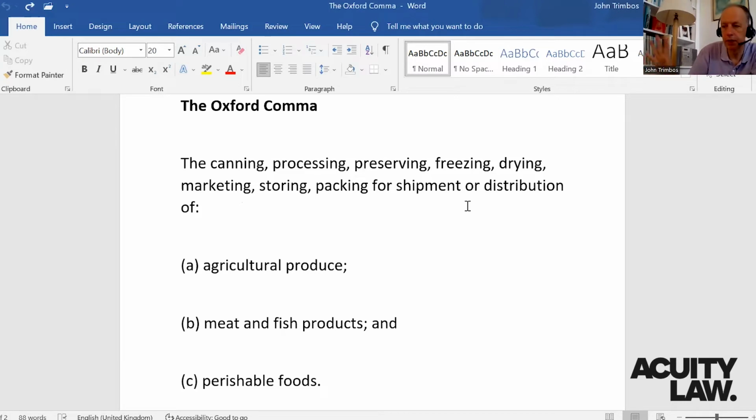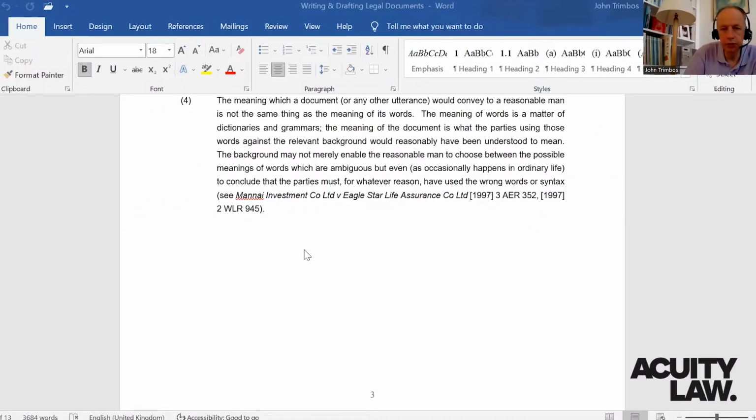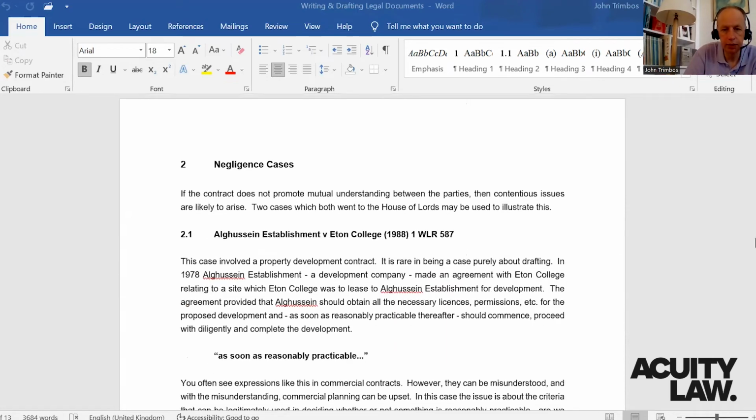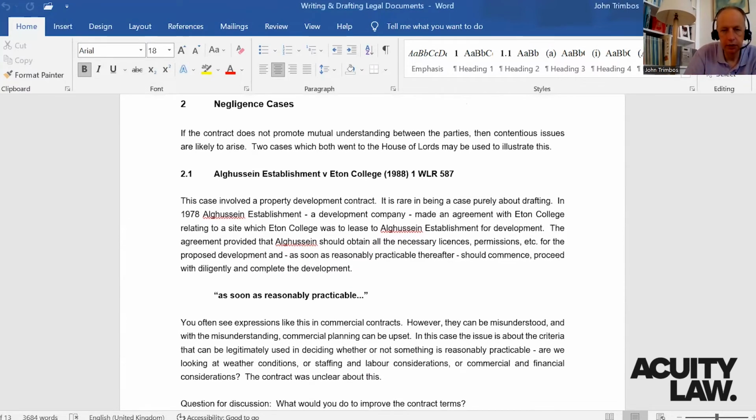So regardless of background context or anything, if you're just interpreting that contract purely as a grammatical sentence, I would say packing for shipment and distribution are two separate items, and it would have gone in the employer's favor. Just my personal opinion, of course, but anyway. So the point that I'm making is you just got to be really, really careful. You've got to be super careful and make sure that everything in a legal document that you draft is so abundantly clear that there can be no possible room for misinterpretation.